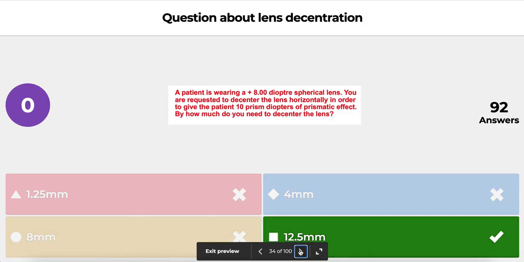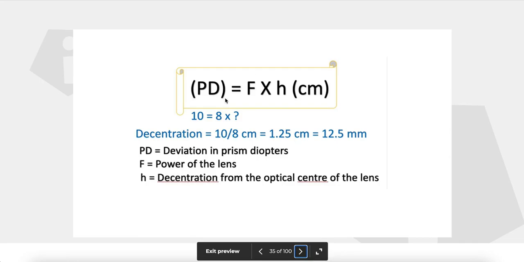Yes, it is 12.5 millimeters. So what is the rule that we follow here? It is the Prentice rule. The Prentice rule states that the prismatic deviation in prism diopters is equal to the lens power multiplied by the decentration in centimeters. So by following the equation, 10 prism diopters equals 8 diopters multiplied by the decentration in centimeters. So the decentration equals 10 divided by 8 centimeters, which is 1.25 centimeters, which is equal to 12.5 millimeters.